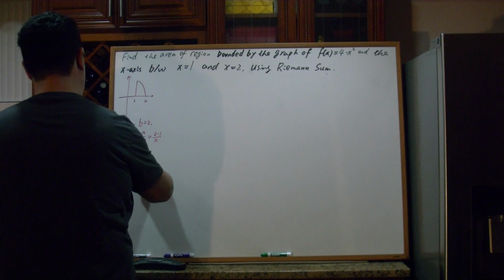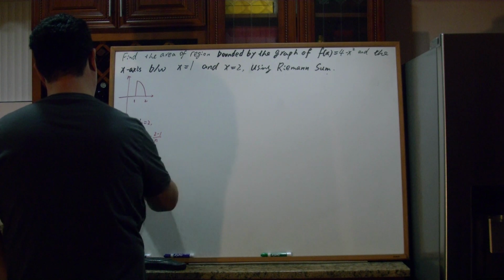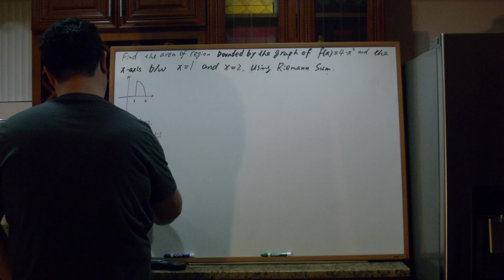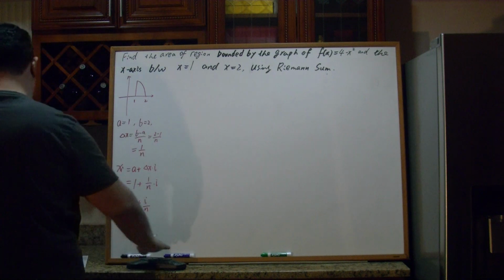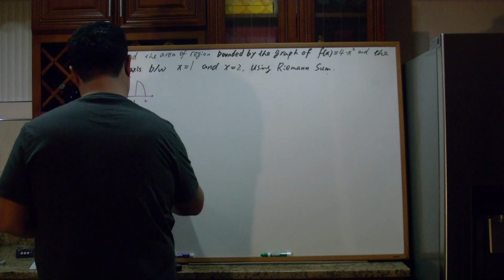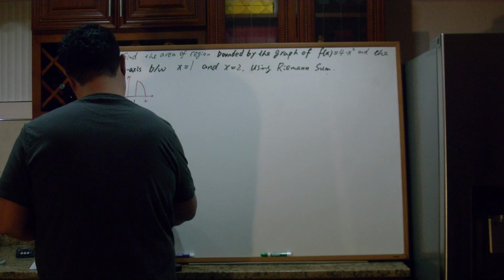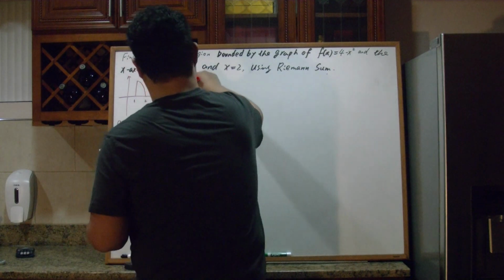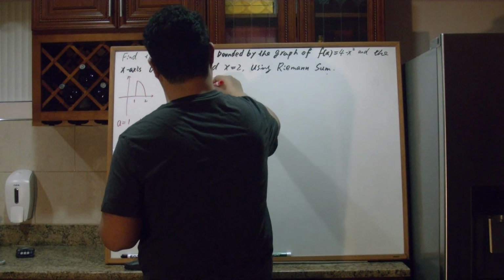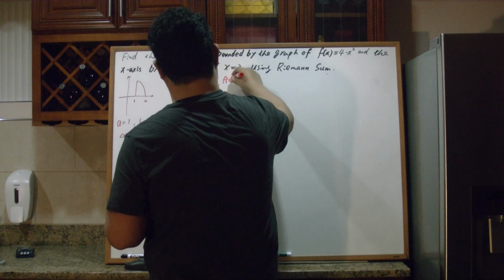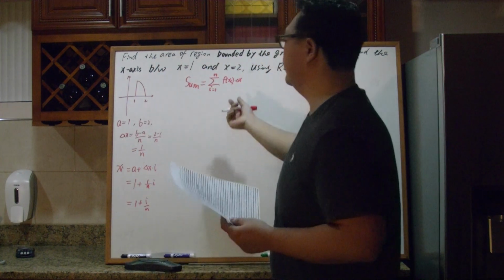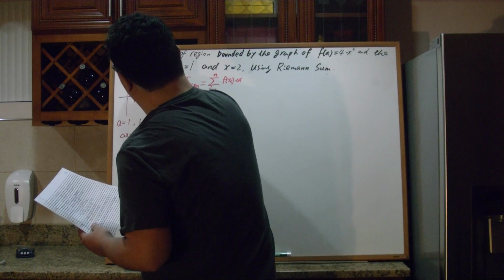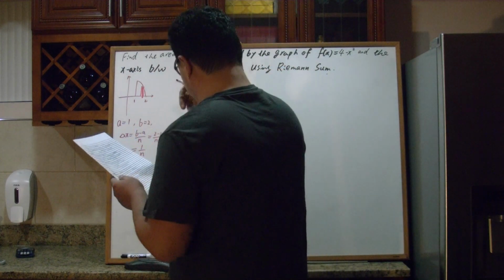xi is a plus delta x times i. That is 1 plus 1 over n times i, which is 1 plus i over n. But then the sum, that is the summation from 1 to n of f of xi times delta x. Right, nothing else but just the area of the rectangle, the base times height.